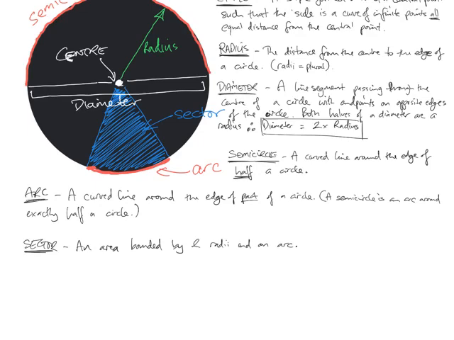And lastly, a sector is an area bounded by 2 radii and an arc. So this blue pizza shape here is a sector. Why is that? Because it's between 2 radii and an arc. Alright, so hopefully that's some revision for you and some terminology that you may have to use and refer to, and we'll see you in the next video.